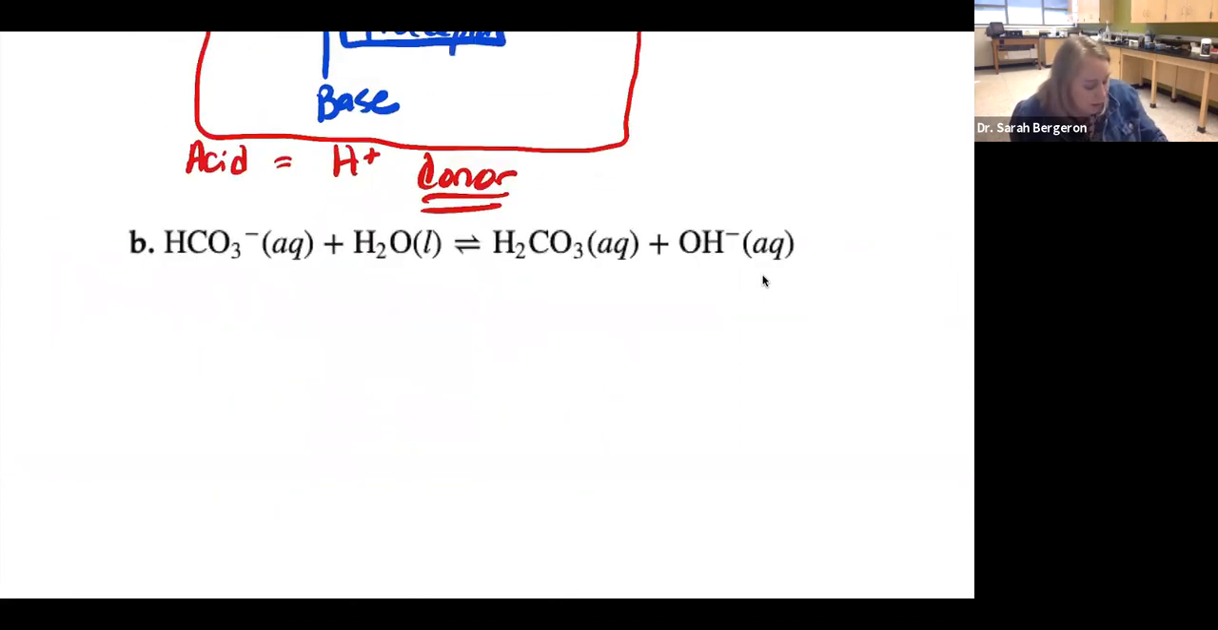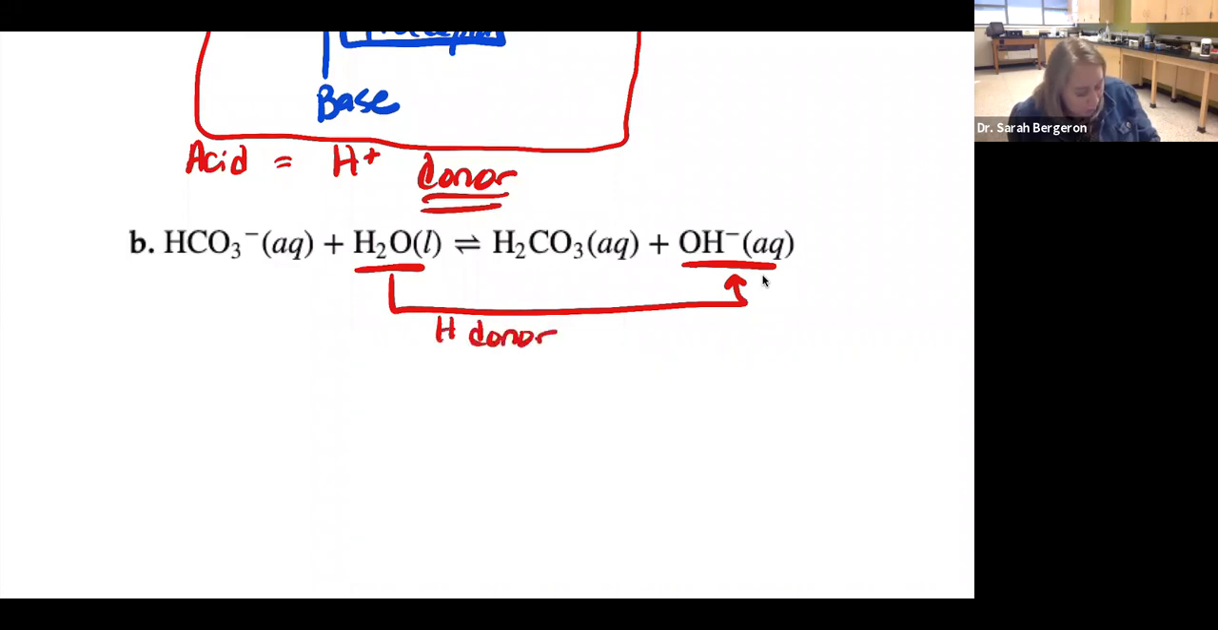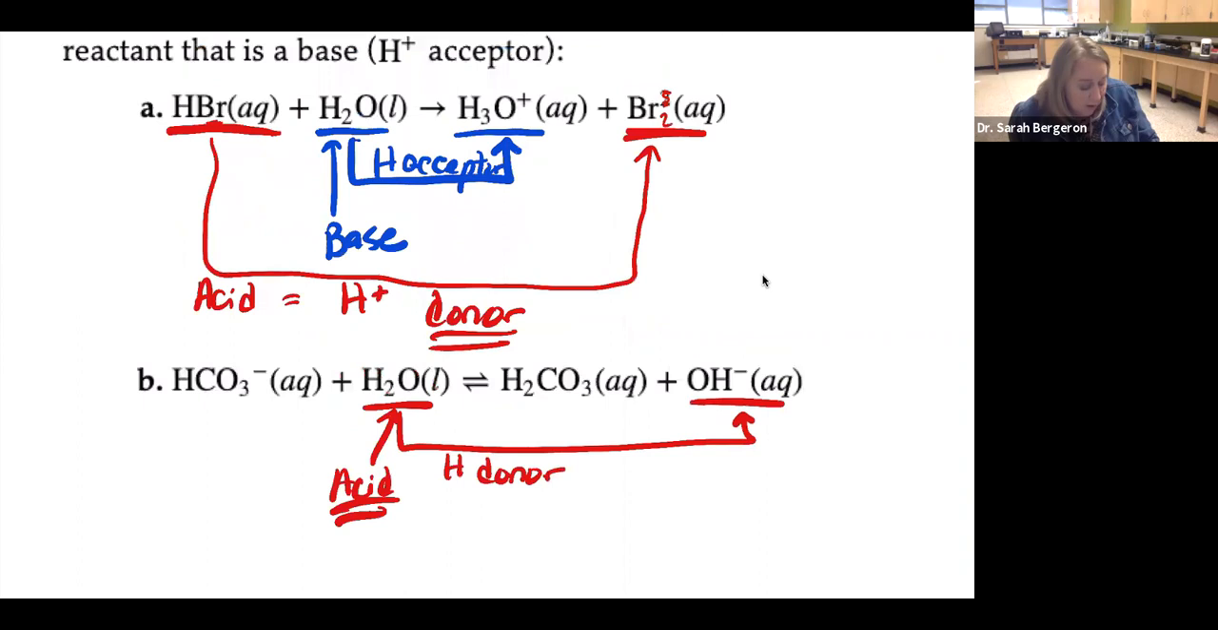All right, HCO3 minus plus H2O. I just like to look at my water. I just like to say, okay, what happens to my water? So here I went from H2O to OH minus. What happened? I lost a hydrogen, right? So this is a hydrogen donor. So my H2O ends up behaving in this case like an acid. So remember how we said water could act as an acid or as a base, either way.